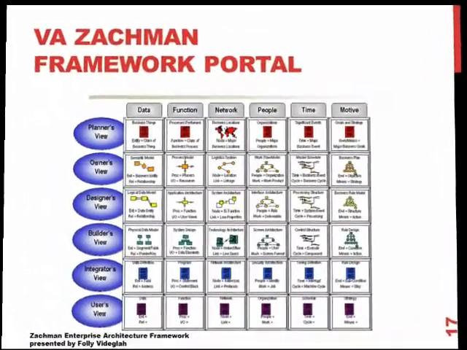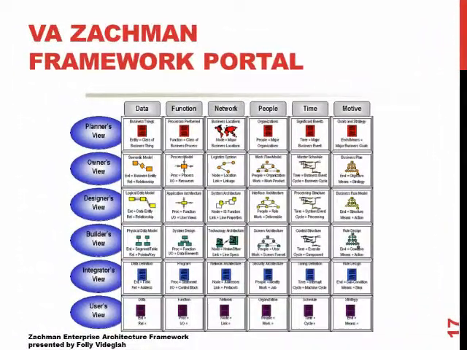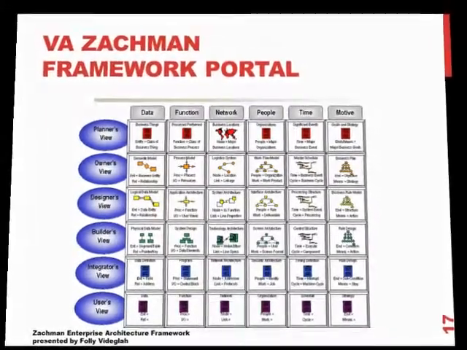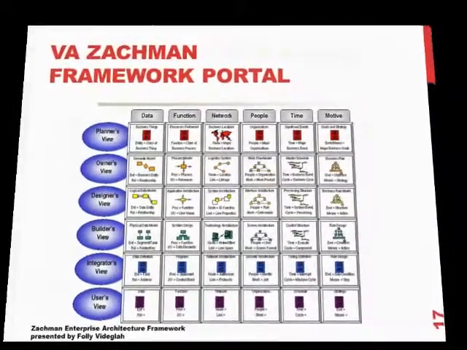That's the Zachman Framework. Like we described earlier, each view is on the row side, and the data, the function, the network, the people, the time, and the motivation are on the column side. And each cell is the combination of each row and each column.